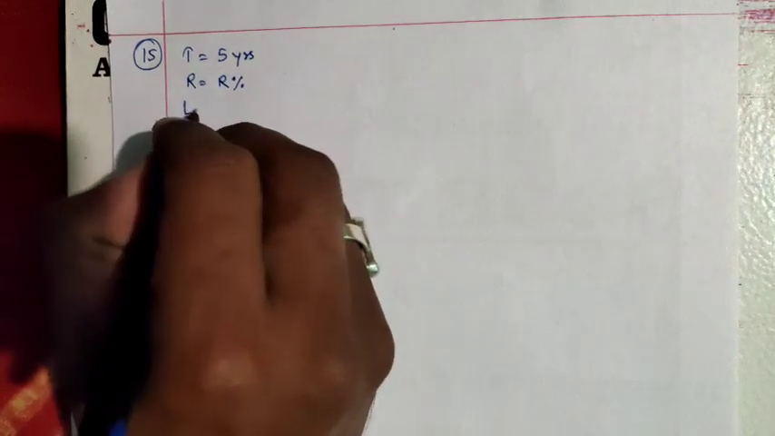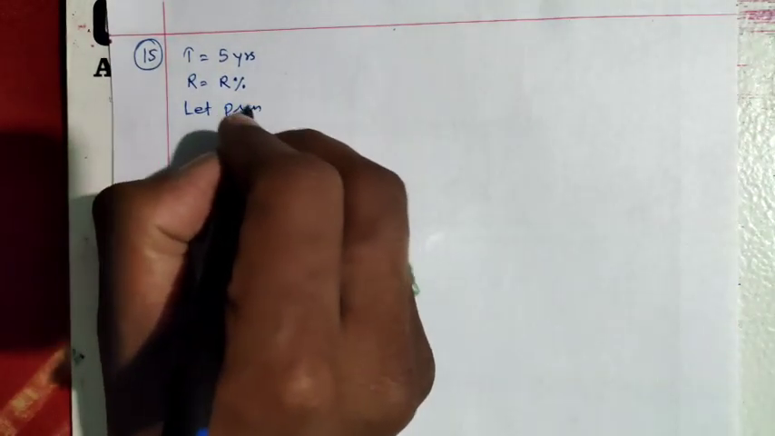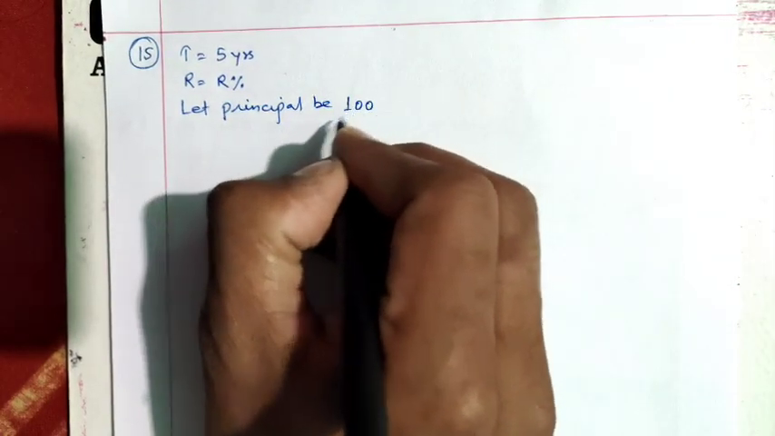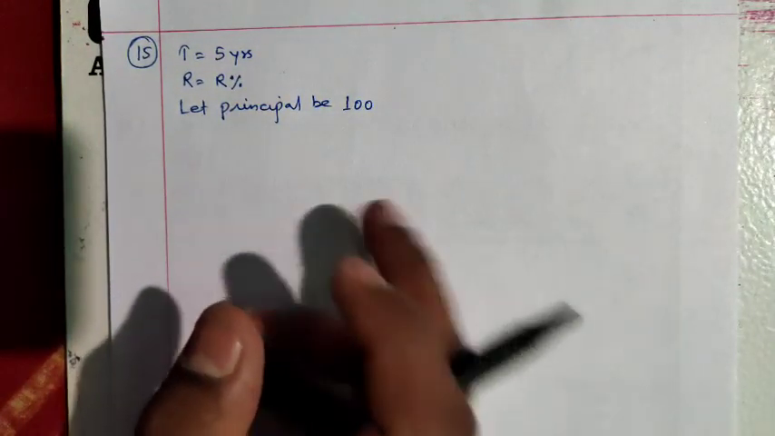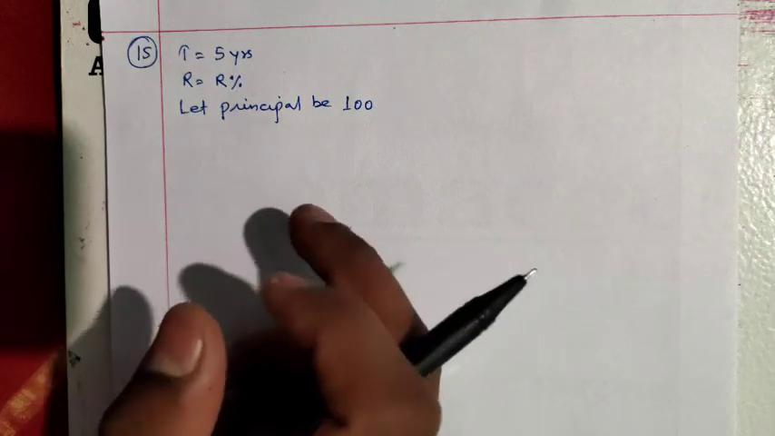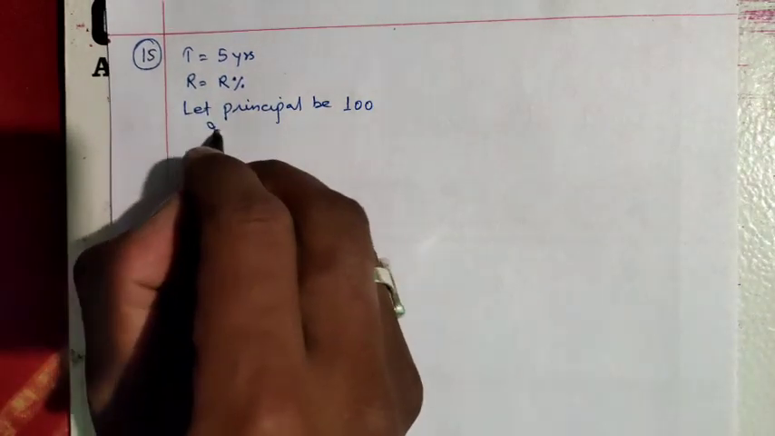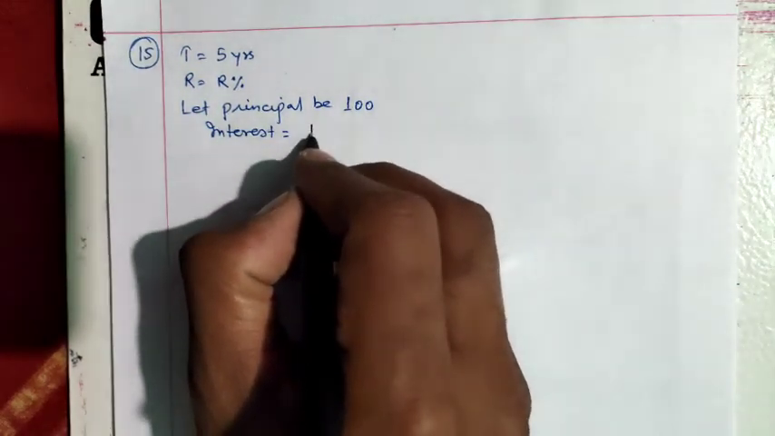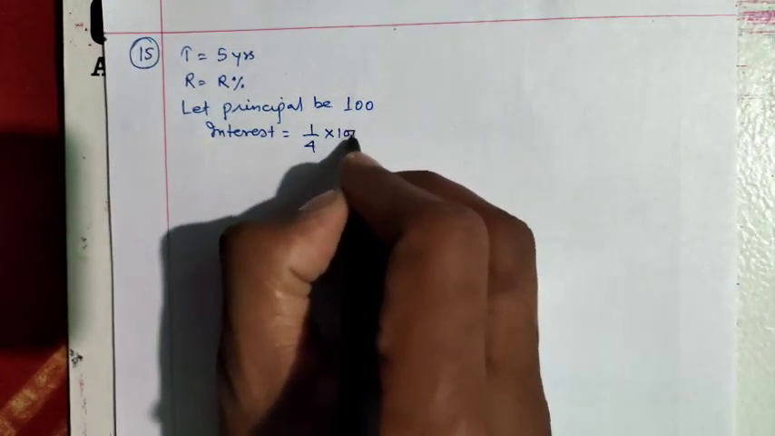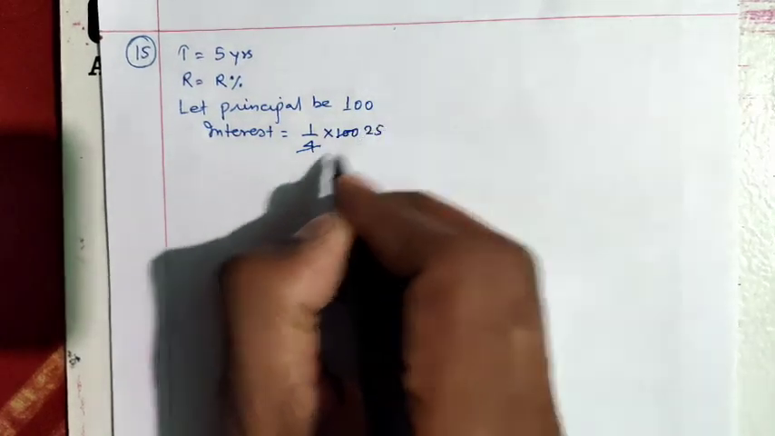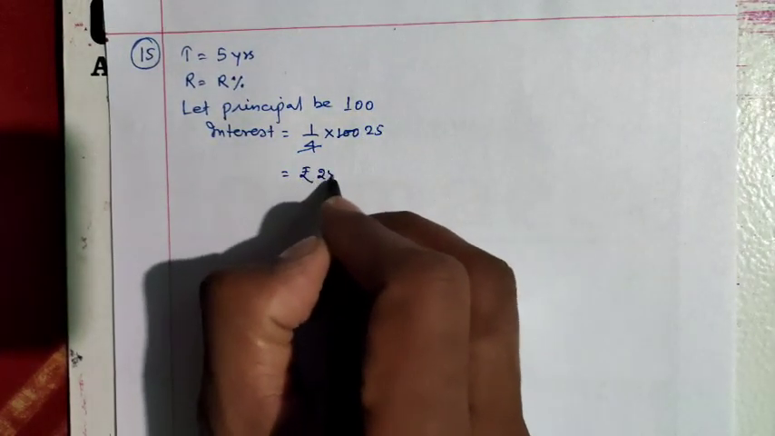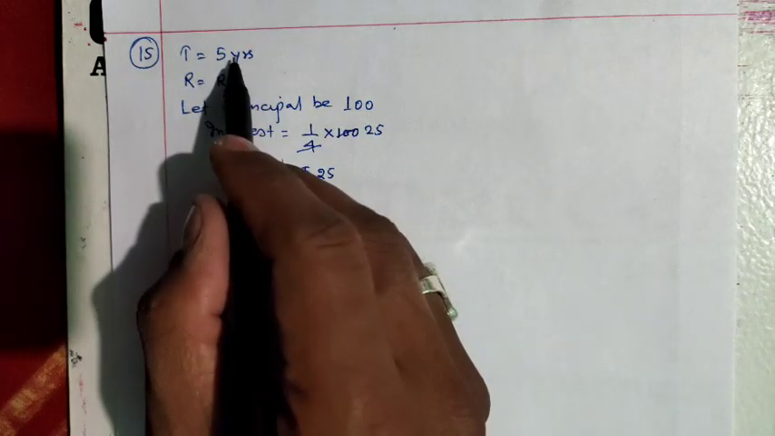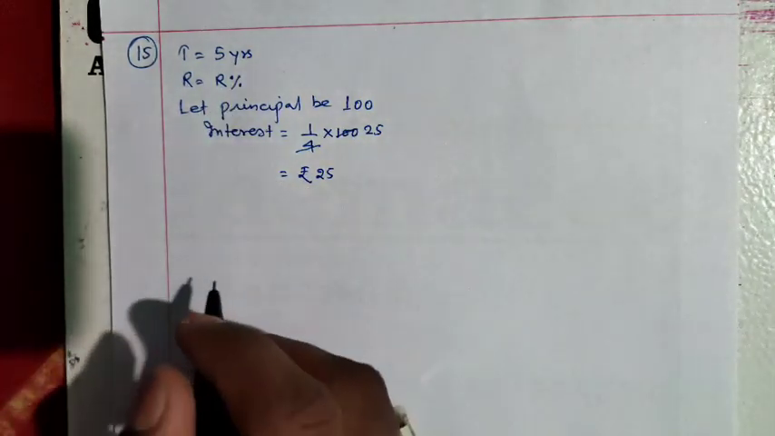It means we have to assume a principal. Let principal be 100. For this type of question we can assume 100, and otherwise you can assume x also. Interest is equal to 1/4, it means 1/4 into 100. That means interest will be 25. It means we have got the value of interest, we have got the value of principal, we have got the value of time. Now we have to calculate the rate.